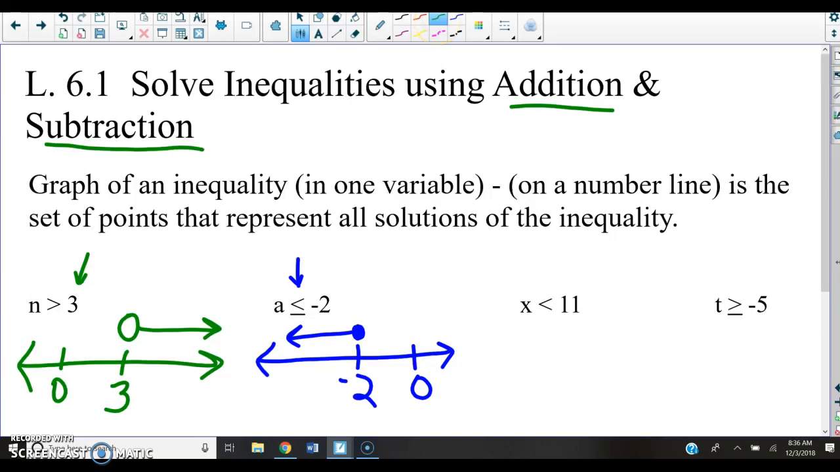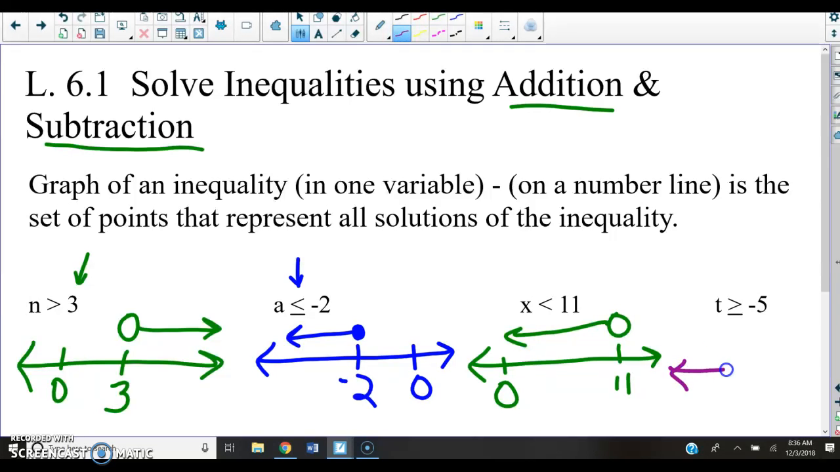Okay, x is less than 11. So here we have the 11. I'm going to put 0 down here. It does not have or equal, so it's an open circle. Less than is left of. And the last little example I have is t is greater than or equal to -5. So down here at -5, greater than is like 0, 10, 20. Those are bigger than -5.